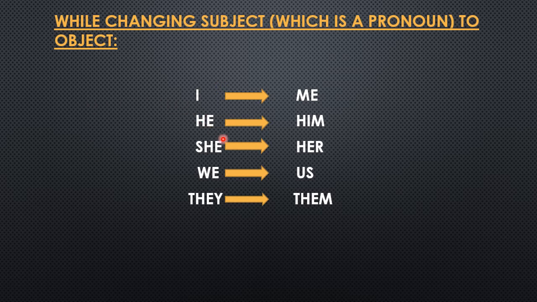Okay students, here are some changes we will do in changing of the voice. While changing the subject to object, you will do these changes. Understand? And the changes are of pronouns. आपको जब एक्टिव वॉइस से पैसिव वॉइस में सेंटेंस को चेंज करना होता है तो आप ये प्रोनाउंस की ये वाली चेंजिंग करते हैं. अंडरस्टैंड? I will be changing to me, he will be changing to him, she will be changing to her, we will be changing to us, and they will be changing to them.